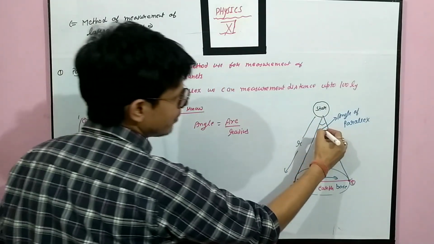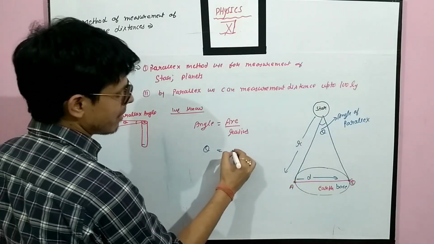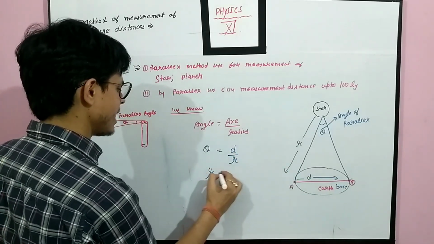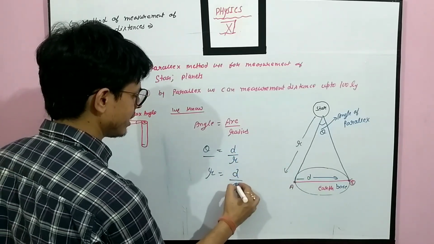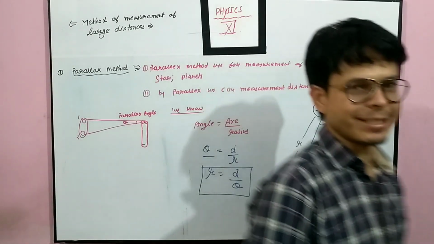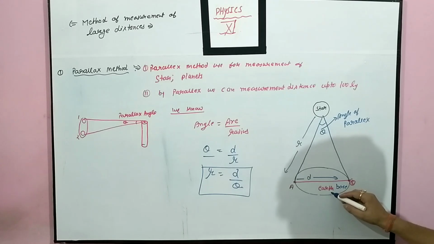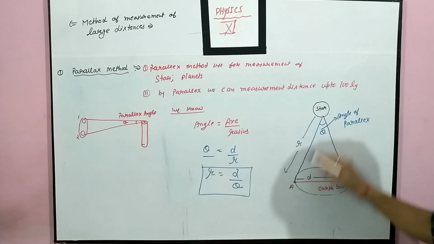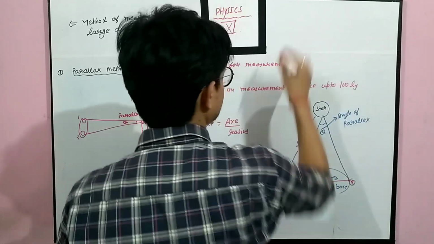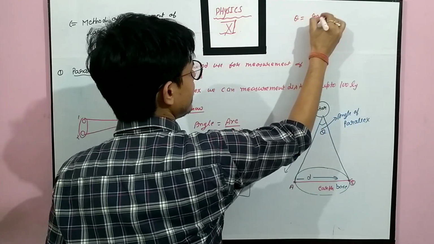So here this angle will be theta. So theta will become arc, which is d, upon radius, which is r. So by cross multiplication, r equals d upon theta. So we can find out this r, the position of the star from the Earth. But here is the problem. This theta will not be in degrees. This theta will be in radians.